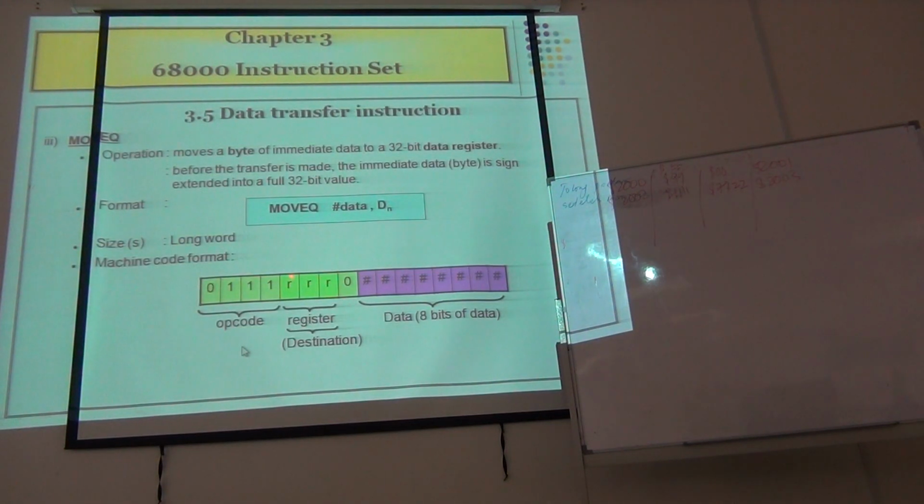So what will be the number? D3, this one will be 0, 1, 1 because 3. Put down 0, 1, 1, and this is data, 8 bits of data. What does it mean here? You have to fill up the 2 numbers in hex. I give you 100 just now, right? 100, but it should be in 64 and change it to binary.